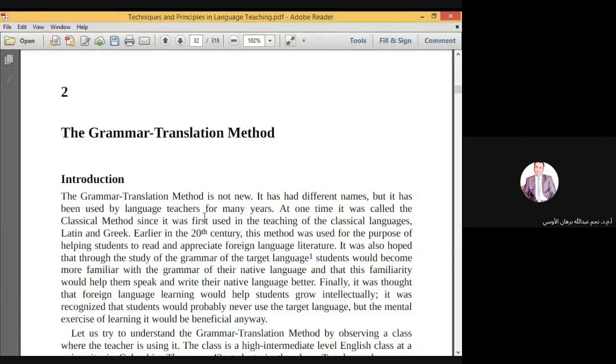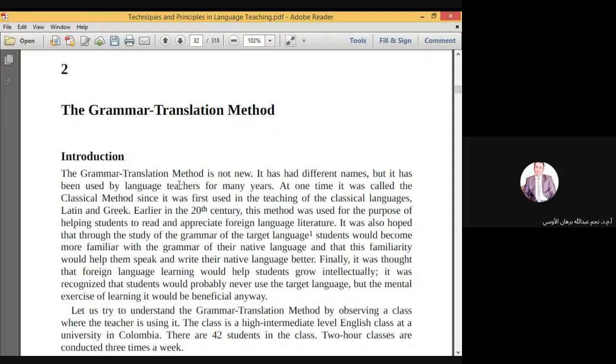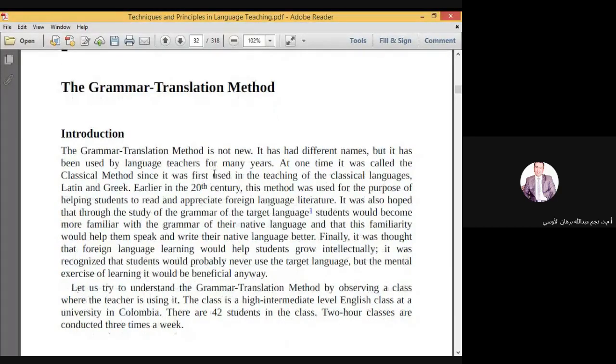In each approach or method, we will discuss the history, the introduction, and the experience. It means how can we teach each approach, and the principles and techniques for each method or approach. We will follow this technique for each approach or each method. So the grammar translation method is not new. It has different names, but it has been used by language teachers for many years.